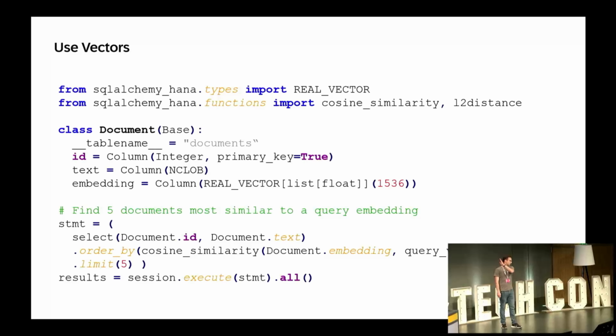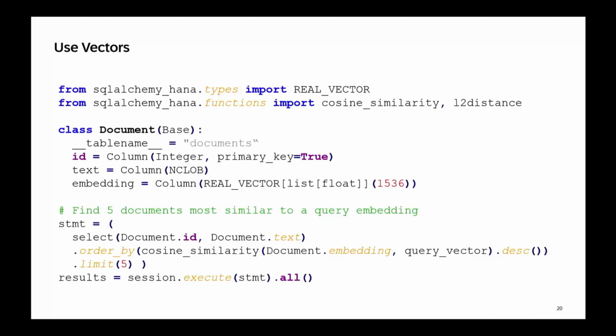Which also brings me to the point, how do you use it actually? You need to use the real vector type for your column. You tell it, okay, it's a list of floats. I want to have, for reasons, 1,536, very nice number, of dimensions in it. And also sqlalchemy-hana supports all the functionality by HANA, because you need a small wrapper around it. So you can use cosine similarity, L2 distance, and you name it. So sqlalchemy and sqlalchemy-hana are ready for the AI era, where you want to have this kind of functionality.